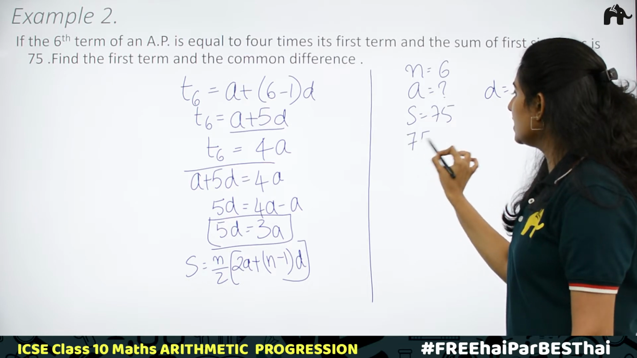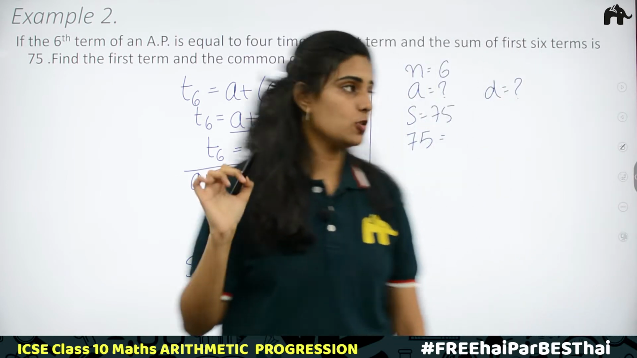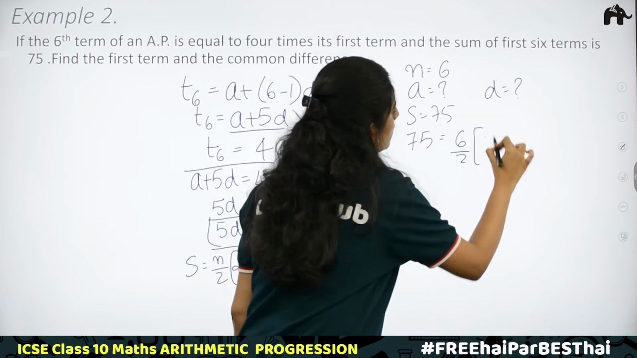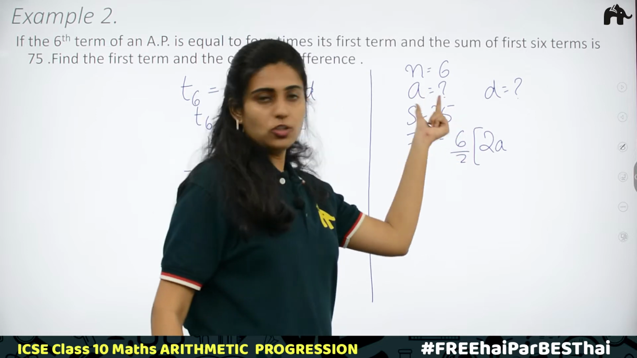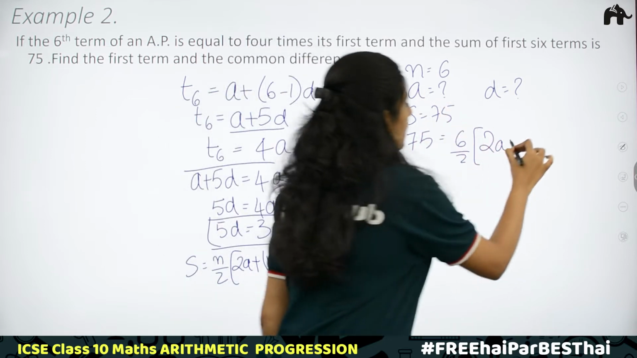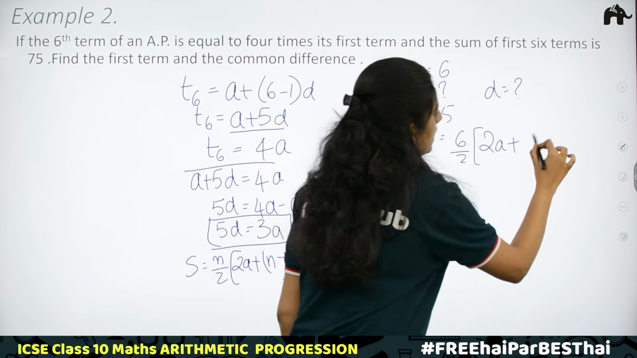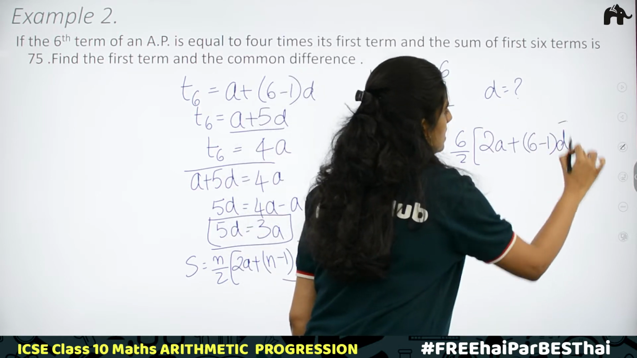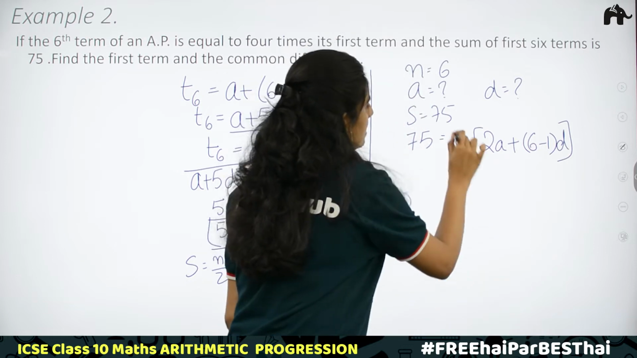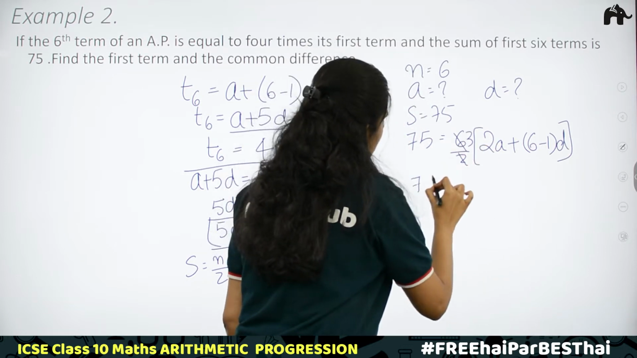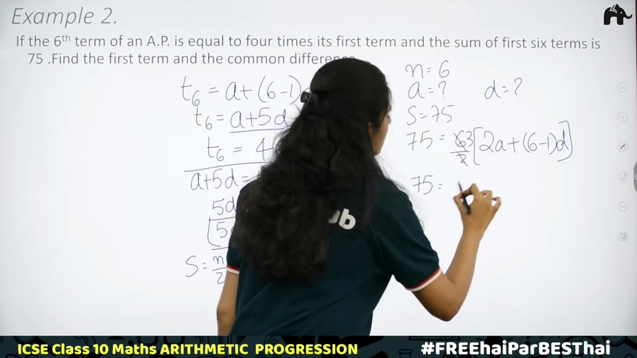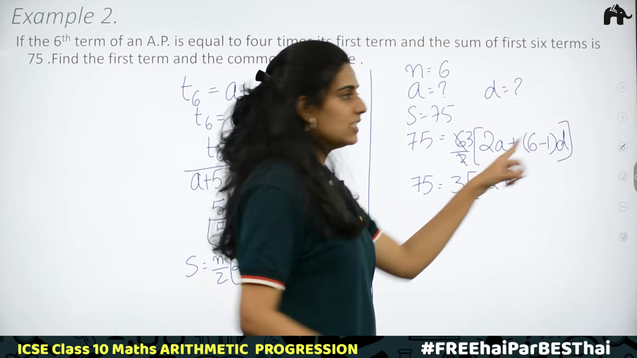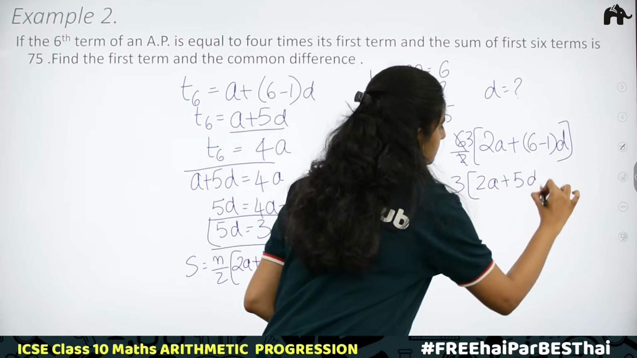Therefore, we can write 75 is equal to n by 2. n by 2 is 6 by 2, into 2a. a we don't know, therefore we have to put a itself. Plus n minus 1, 6 minus 1, into d. d also we don't know. Put it as it is. Cancelling, here we get 3. 75 is equal to 3 into 2a plus 6 minus 1 is 5, 5d.